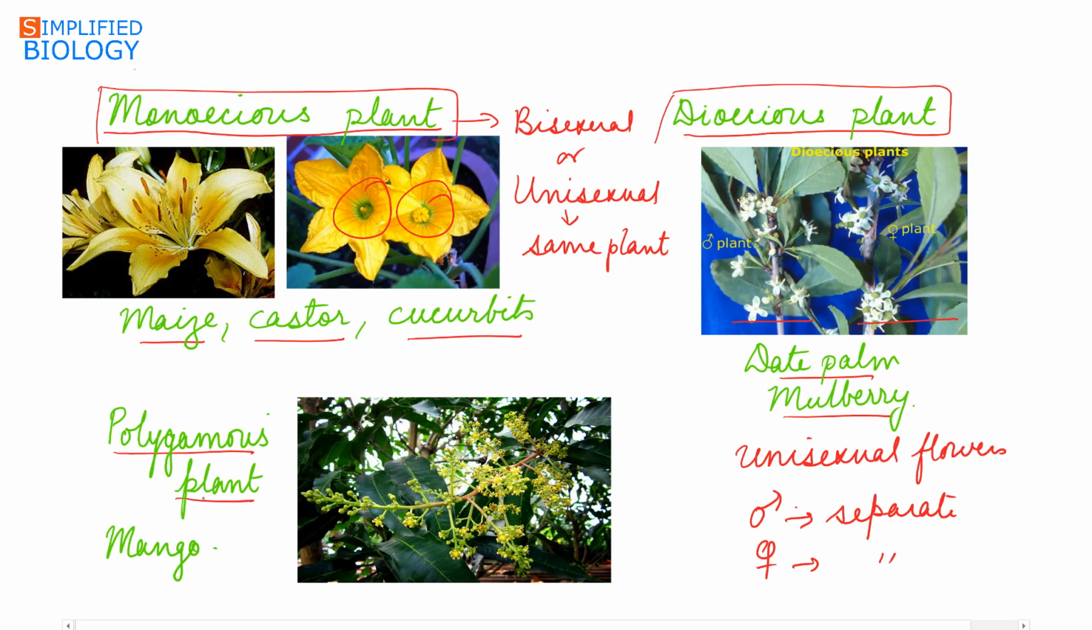Polygamous plant. Polygamous plant is the plant which has bisexual, unisexual and even neuter flowers. All types of flowers are present. Bisexual, unisexual, it is female flowers or male flowers, and even neuter flowers. Example, mango.